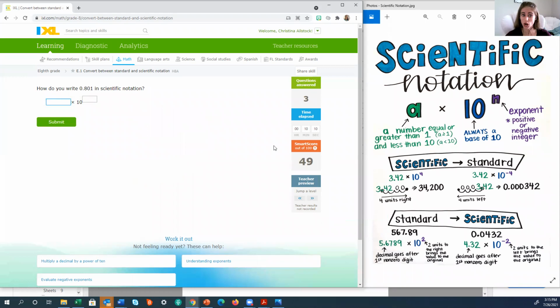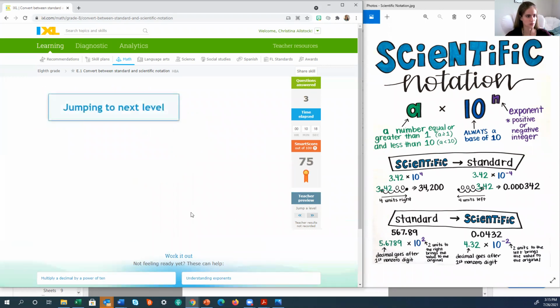All right, we'll do one more. Actually, no, I want to do one where we have to go from scientific to standard because we've only done one of those.